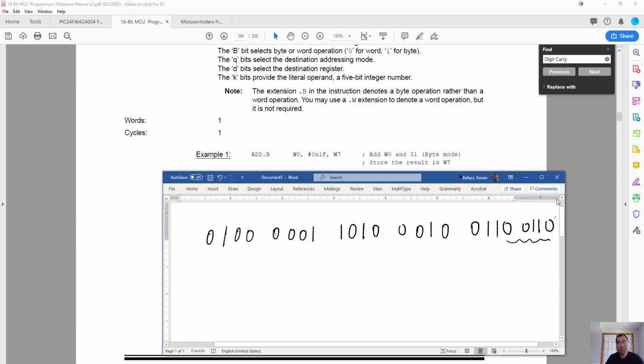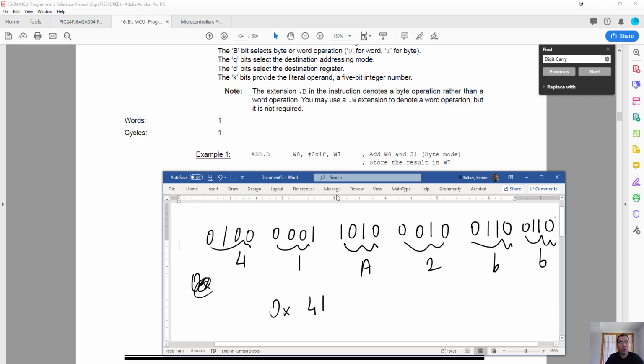Okay, that's basically it. So we got the whole thing. Of course, this is in binary. It doesn't look pretty, but we can convert it to the hexadecimal value. If we group them by 4, this is going to be 4 1. This is A, because 8 plus 2 is 10, which is equal to A in hexadecimal. So this is 2, this is 6, and this is another 6. So in hexadecimal, it's 41A266. Well, is this correct? Did we do it right?